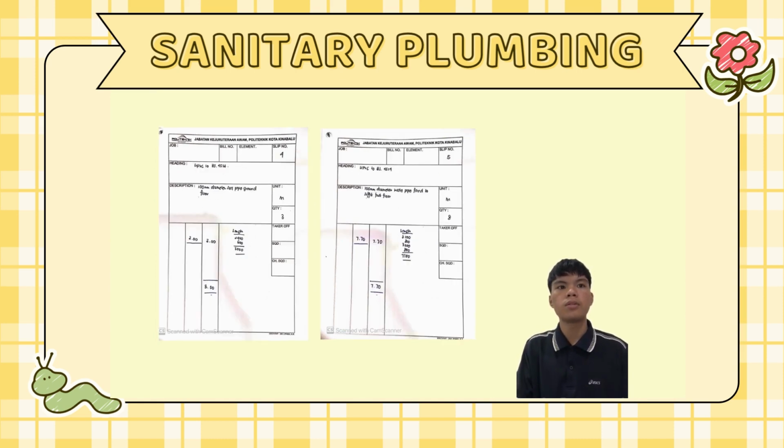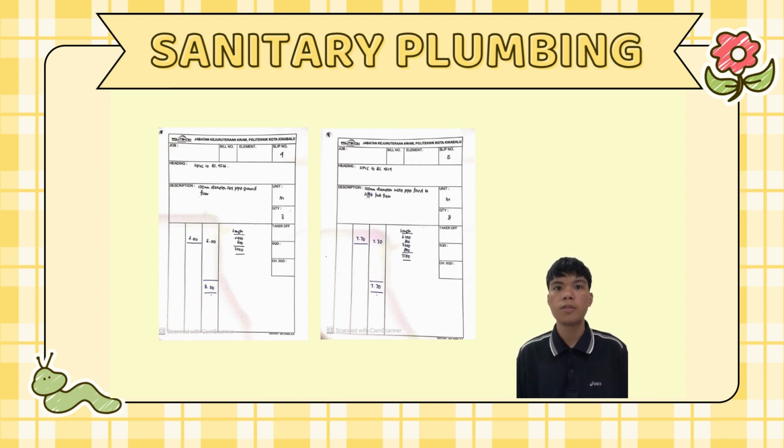Next one is UPVC to BS 4514. 100 mm diameter soil pipe ground floor, unit in meter. The length: 2406 plus 600 equals 3 meter. So the quantity is 3.